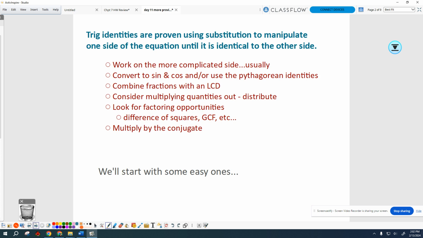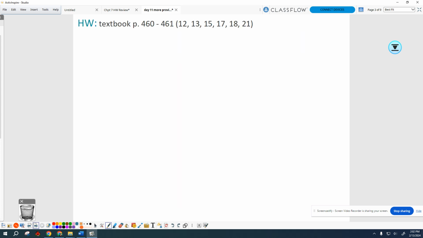So again, the strategies for doing these proofs: look to the complicated side usually, and maybe convert things to sine and cosine, and use the Pythagorean identities. Then there's the algebra stuff, which most of you had in Algebra 1 online. Look for the least common denominator. Look to undo factoring, so multiply things out. Look for difference of squares, things like that.